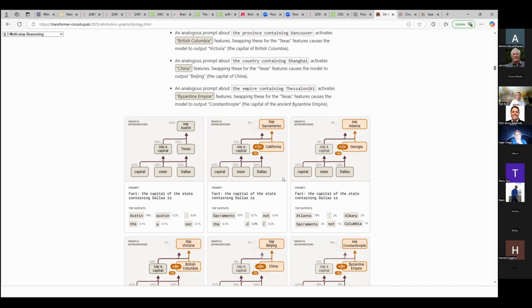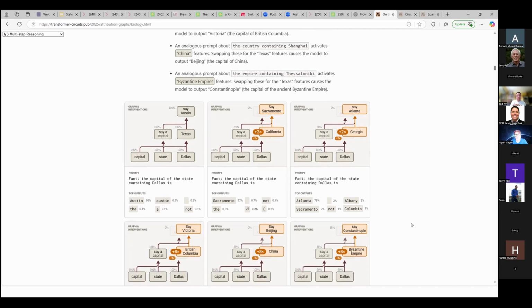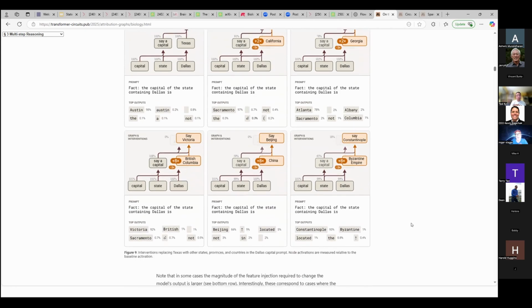Yes, and in this case, it did not work at 1x. The reason why it's 2x is because it didn't work well at 1x. I suspect it worked, but just didn't work super well. So they don't show them all in the diagrams, but they tried other states. Replace California with Texas, with Georgia, you get Atlanta. They tried a whole bunch of different states, and it seems to work. What if you use something other than U.S. states? It worked, but it didn't work as well.